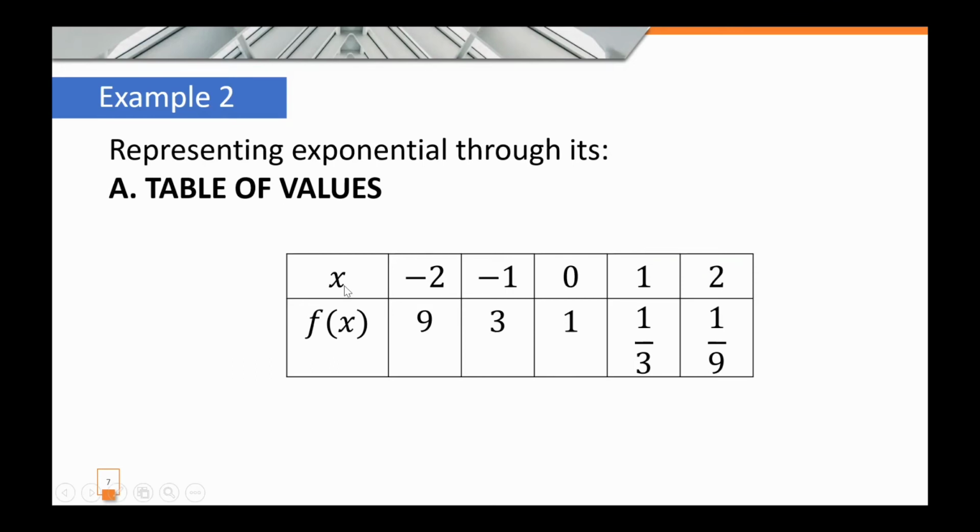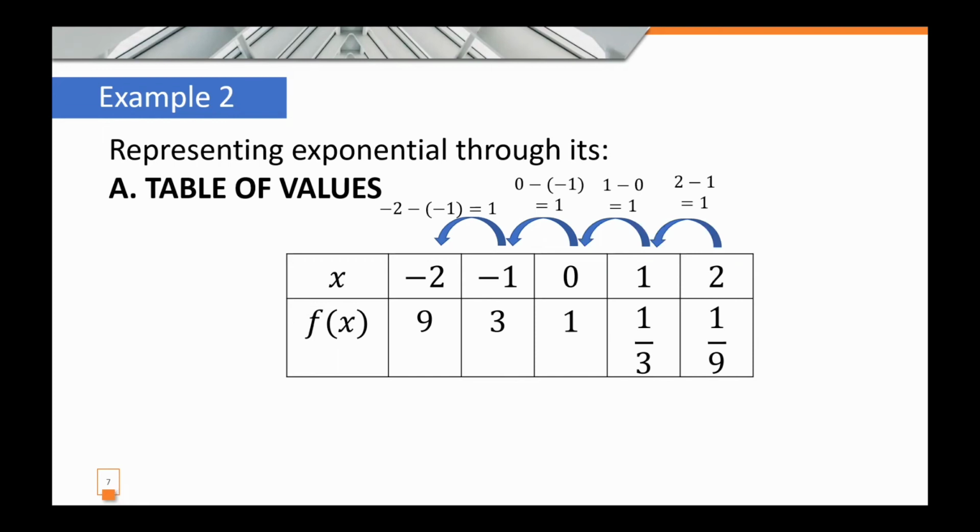In the values of x, we're now going to get the common difference. 2 minus 1 is 1. 1 minus 0 is 1. 0 minus negative 1. Negative times negative, that is positive. So that will become 0 plus 1. We have the common difference as 1. And then negative 1 minus negative 2, that is positive 1. The common difference here is 1.